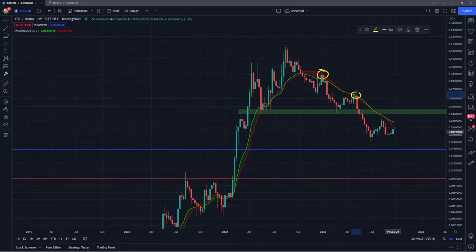If XDC has a retest of these moving averages, look for a reaction. If we start to reject similar to the previous two moves, then that could entail that XDC might have another leg down. It might have a retest of the support levels.